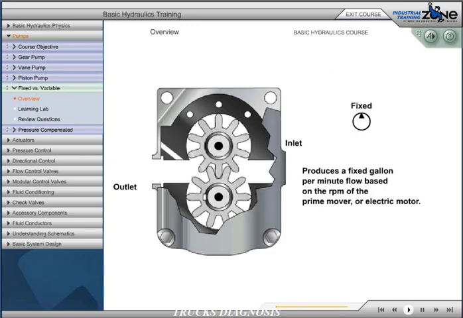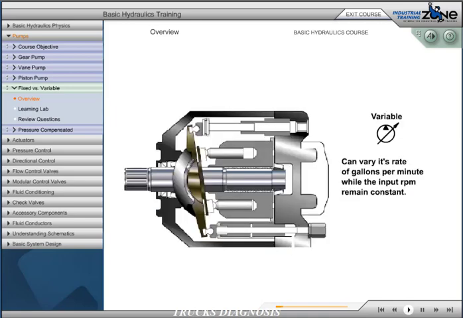There are two types of positive displacement hydraulic pumps. A fixed pump, which produces a fixed gallon per minute flow based on the RPM of the prime mover or electric motor. And a variable pump, which can vary its rate of gallons per minute while the input RPM remain constant. Although displacement is typically measured in volume displaced per revolution, output is measured in gallons per minute or GPM.